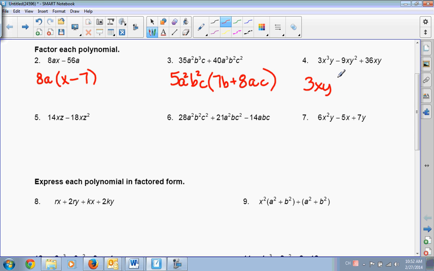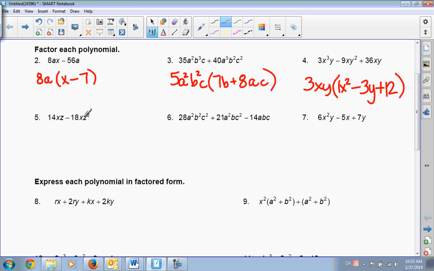Okay? So 3 times what is 3? 1. Or just nothing. You could just write nothing because that means the same thing. Not 0, but just don't write a number. X times what is x cubed? X squared. And then we already pulled out the y, so we're good with the y's. Minus 3 times what is 9? 3. We already pulled out the x. We pulled out 1 y, so what else do we need to write? Y. Y times y is y squared. Okay. Plus 3 times what would be 36? 12, and we already pulled out the xy, so we're done.